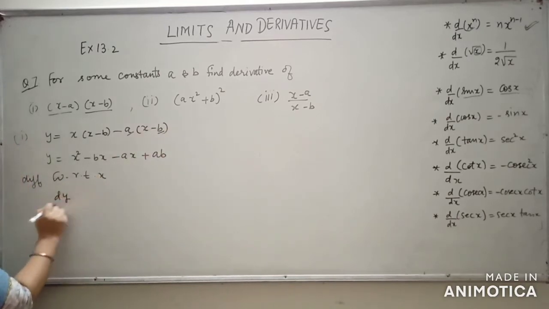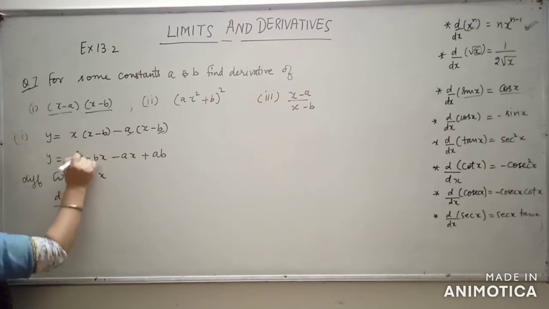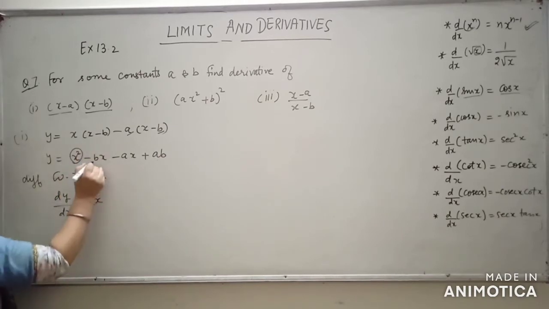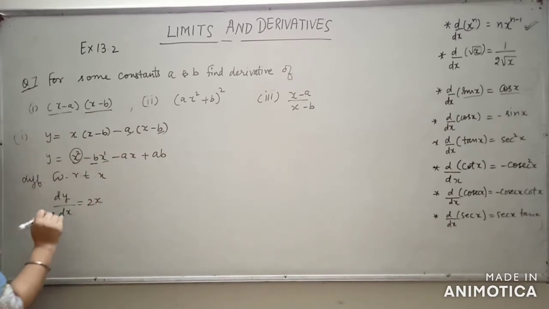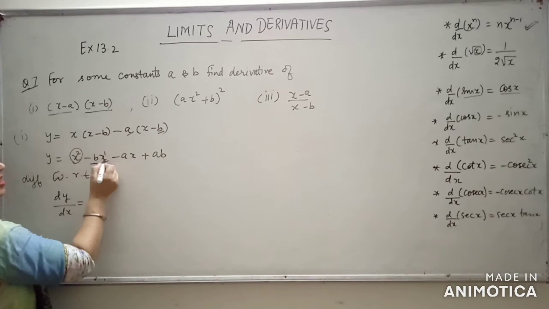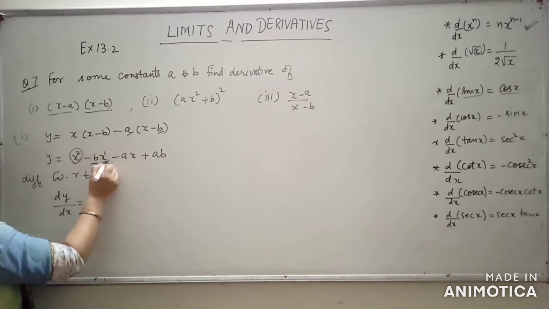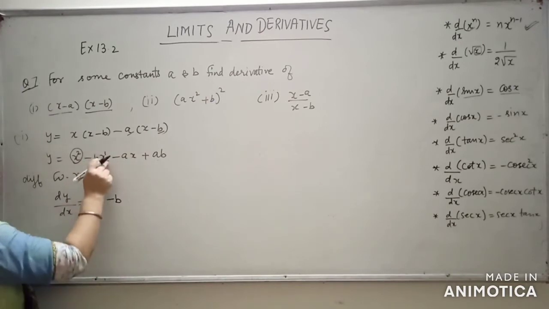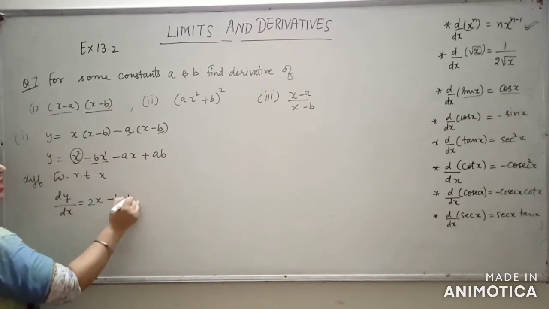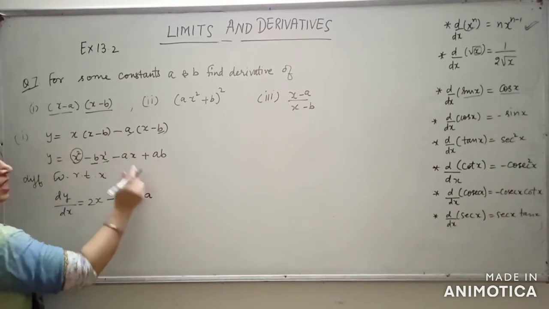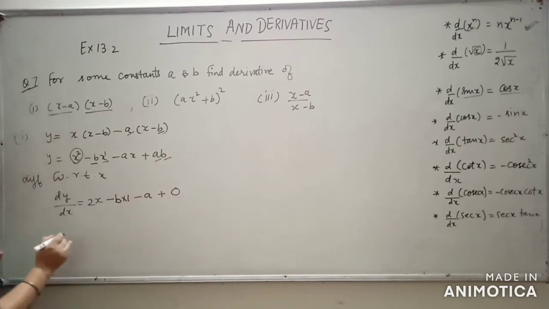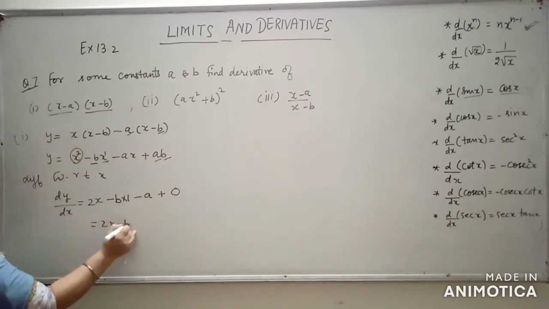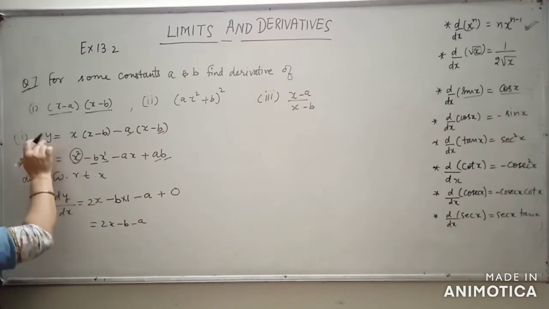So differentiating with respect to x, dy by dx. What is the derivative of x square? That is 2x. And here you can see x raised to power 1 is multiplied with minus b. Whenever any constant is multiplied with any variable of which you have to find the derivative, we write this constant as it is, and the derivative of x raised to power 1 is 1. Minus, similarly here, minus a, derivative of x is 1, plus ab, both are constants, so their derivative is 0. So we are left with 2x minus b minus a. This is the derivative of this function.